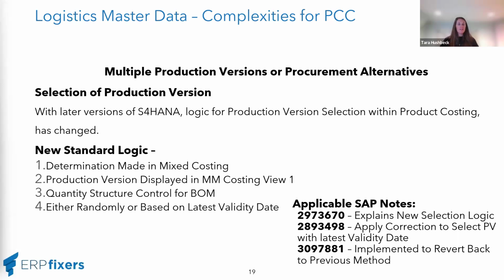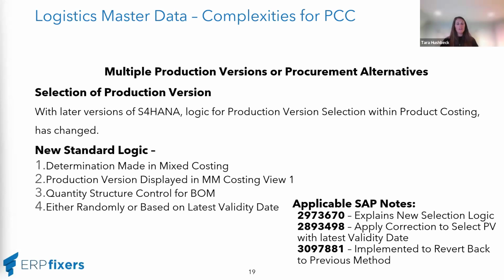So it's going to make a determination in mixed costing. If you haven't made a determination in mixed costing, it's going to look at costing view 1 on the material master and see if you've put in a production version or a bill of material and routing in there. If you haven't, then it's going to look at your quantity structure control. If you have that set up, it'll go to that. And if not, number 4 is where this logic has changed.